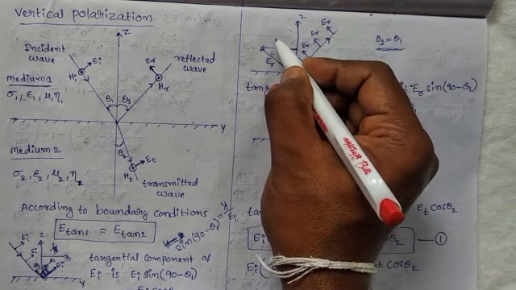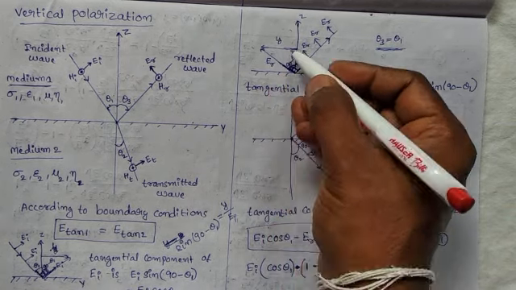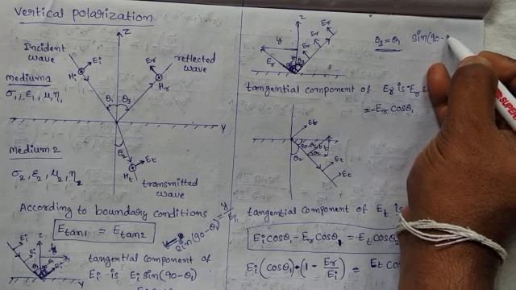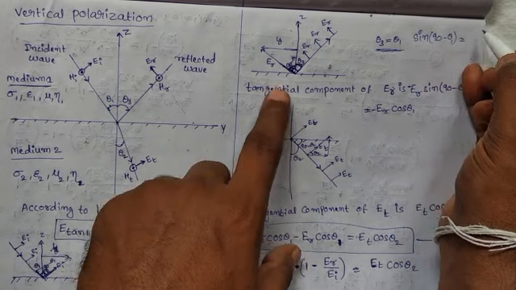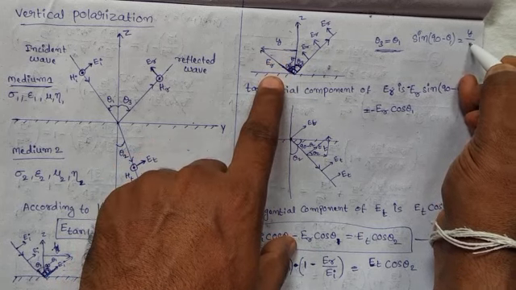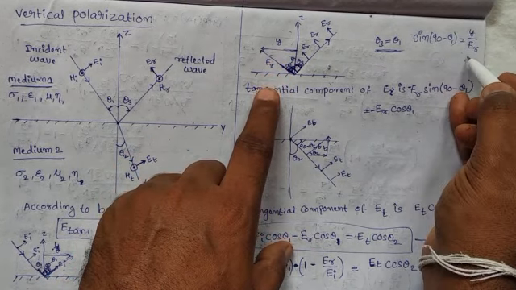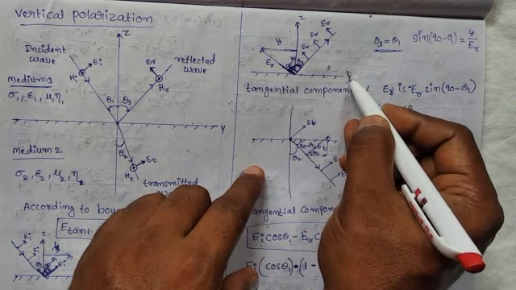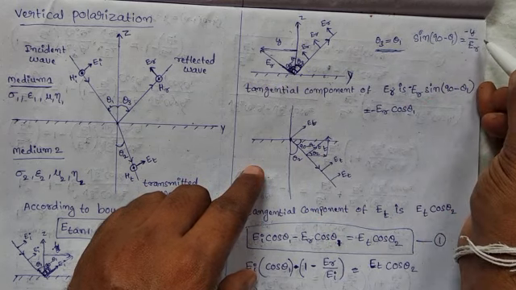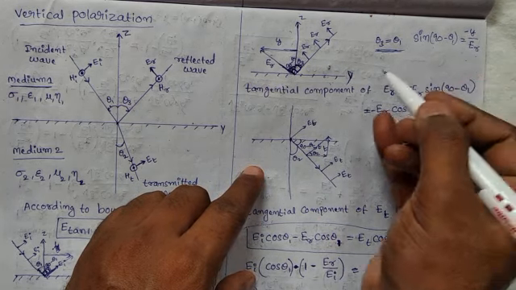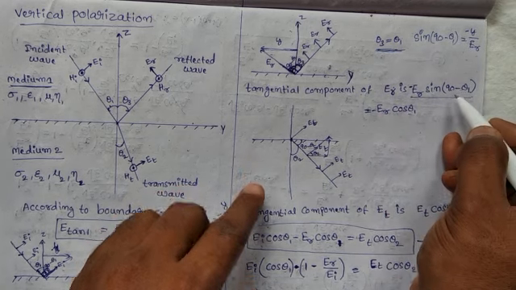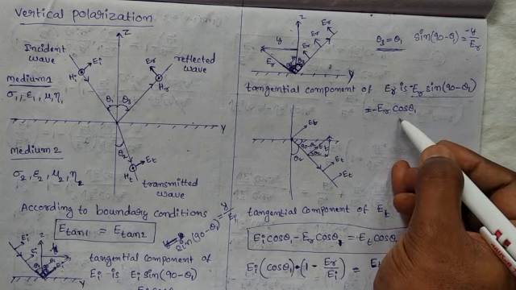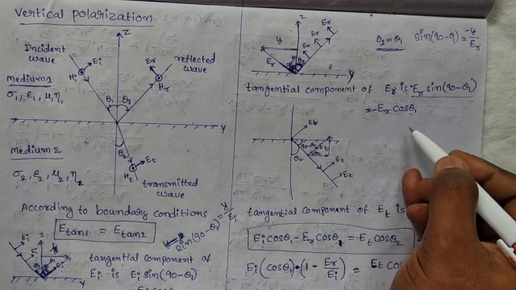I am taking this component as Y for this case. Sin 90 minus theta 1 is equal to Y by E_R. It is in the negative direction of y, so minus Y by E_R. Y is equal to minus E_R sin 90 minus theta 1. Sin 90 minus theta 1 is equal to cos theta 1. So minus E_R cos theta 1.